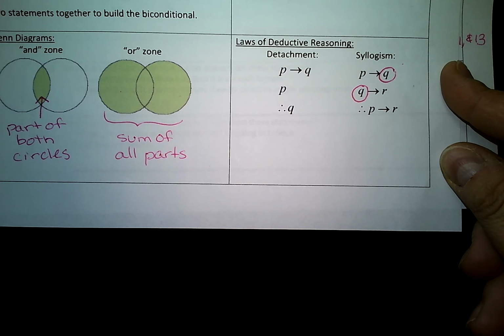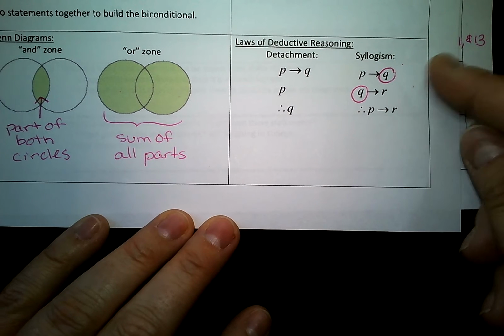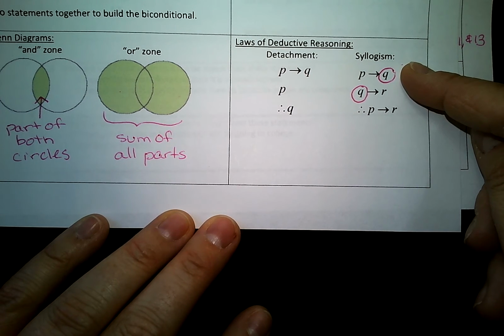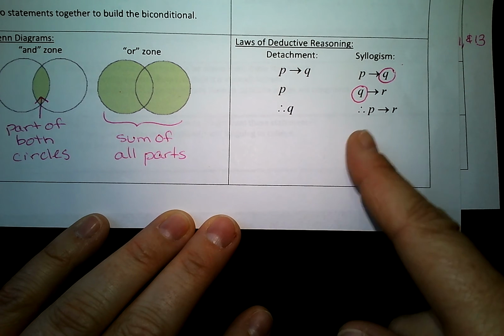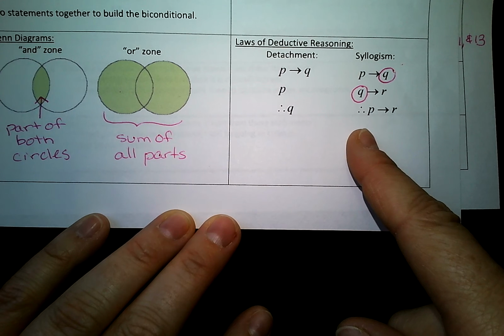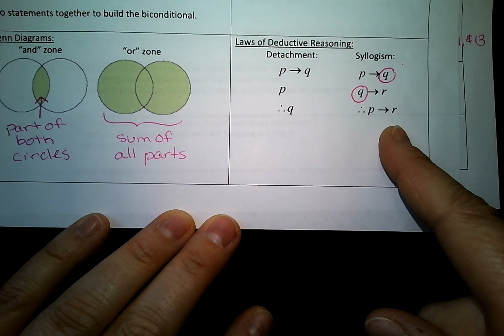The other law of deductive reasoning is called the law of syllogism. Here we have 3 if-then statements. The key is that the conclusion of the first statement is the hypothesis of the second statement. Its job is to connect the original hypothesis to the secondary conclusion. Let's check these two examples out.